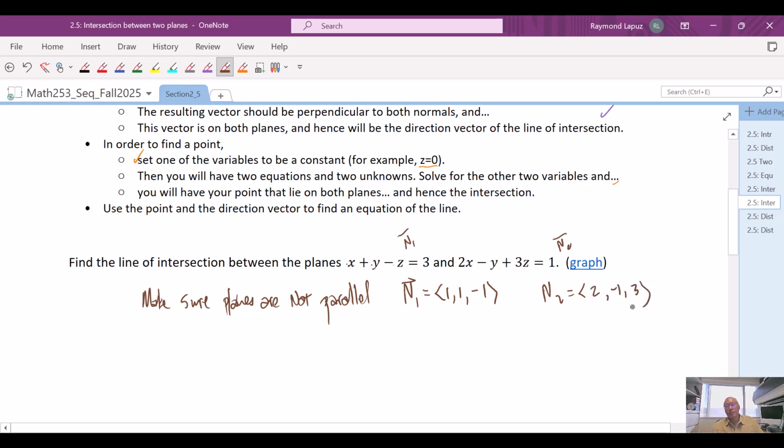And just by inspection, you can tell that it's not collinear because one of them is not a scalar multiple of the other. You would need to multiply 1 by 2 to get 2, but you can't multiply 1 by 2 to get negative 1. So let's just say it's not collinear, so not parallel.